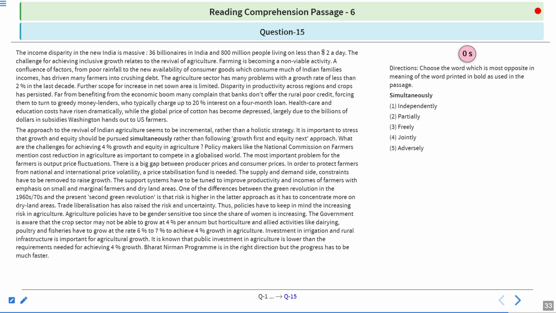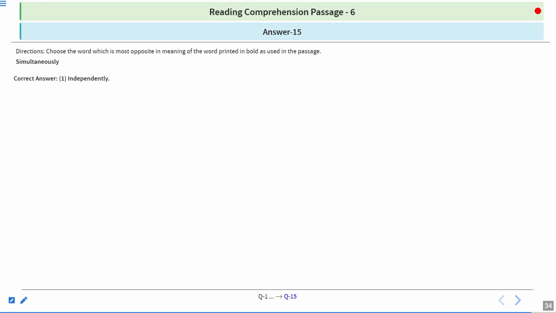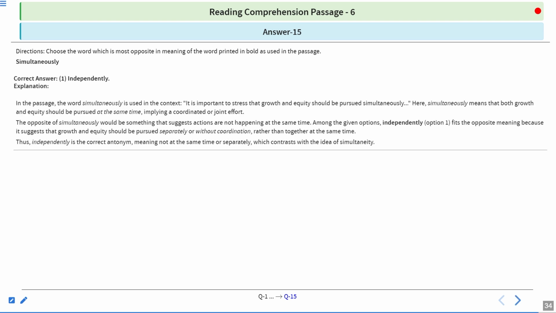I hope you've chosen the right one. The correct answer is 1, independently. And the explanation is in the passage: the word simultaneously is used in the context, it is important to stress that growth and equity should be pursued simultaneously. Here, simultaneously means that both growth and equity should be pursued at the same time, implying a coordinated or joint effort.